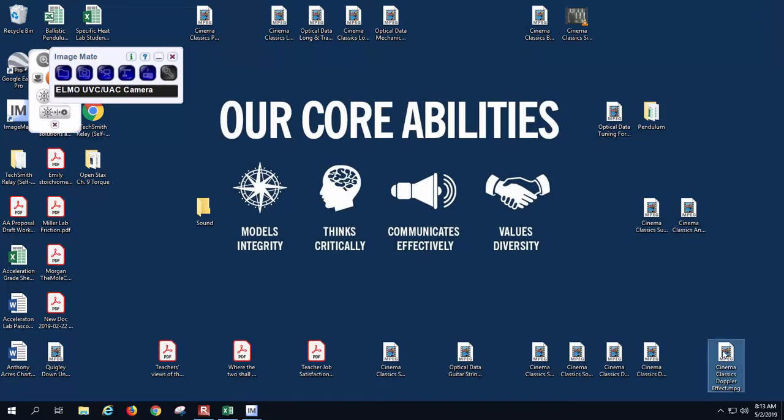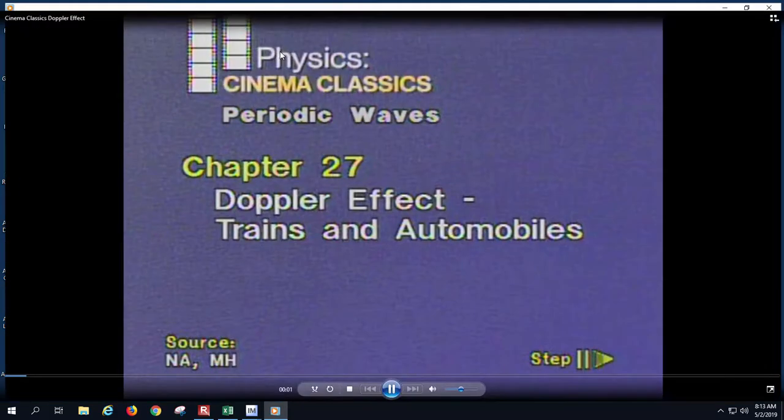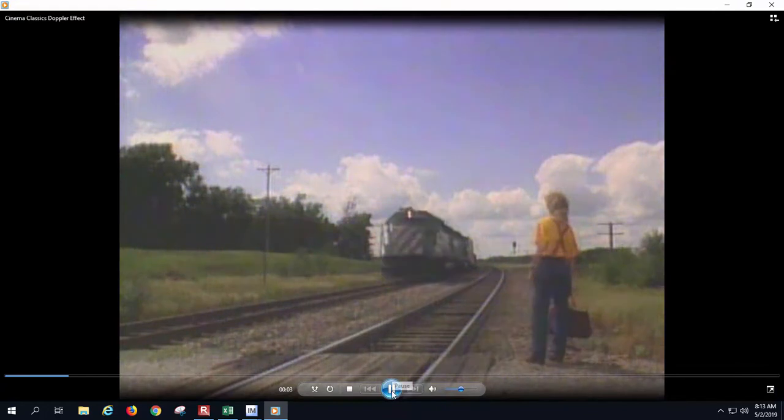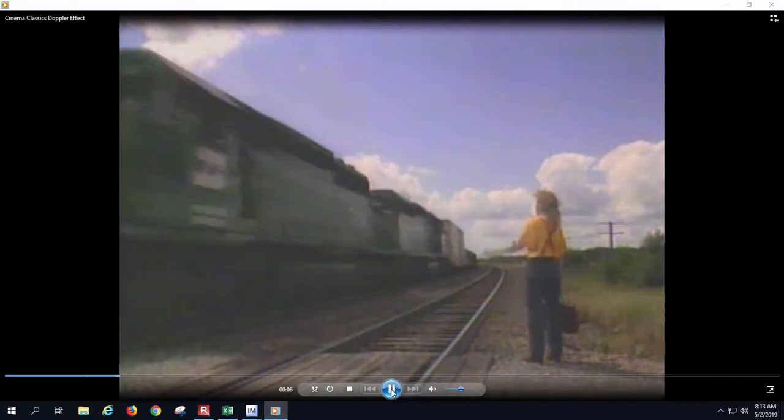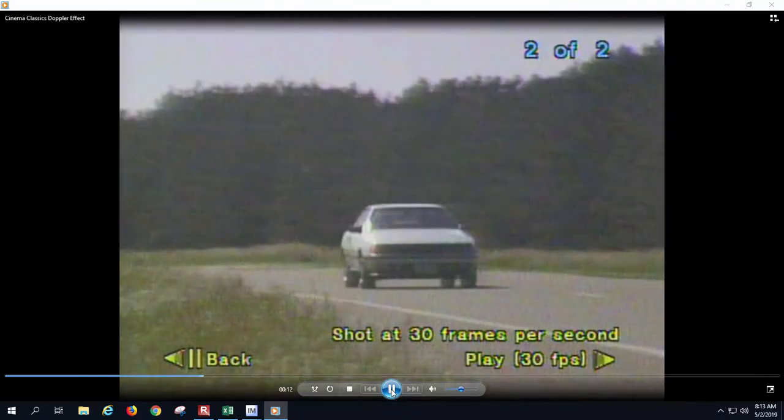Now, here are some examples. This is a moving source, stationary observer. So when this train comes at the person, they're going to hear a higher frequency. When the train passes, they should hear a lower frequency. Moving source, the train whistle is the source, right? Moving source, stationary observer. Moving source, stationary observer, car horn.